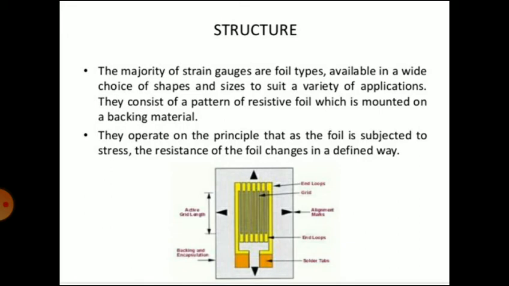Now regarding the structure, the majority of strain gauges are foil types, available in a wide choice of shapes and sizes to suit a variety of applications. They consist of a pattern of resistive foil which is mounted on a backing material. They operate on the principle that as the foil is subjected to stress, the resistance of the foil changes in a defined way. Strain gauges are used for measurement of strain.